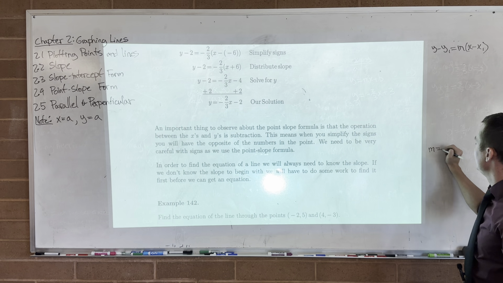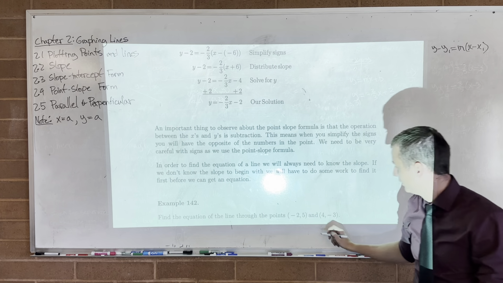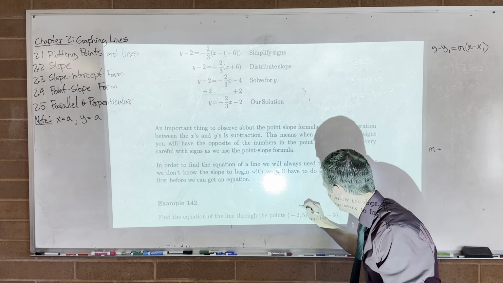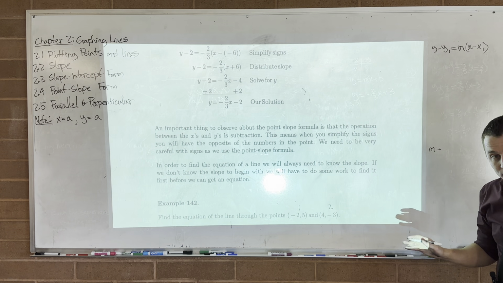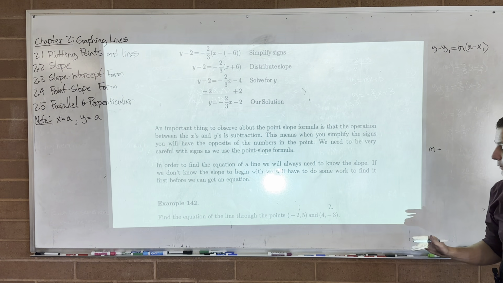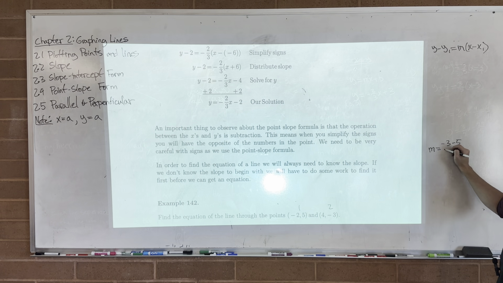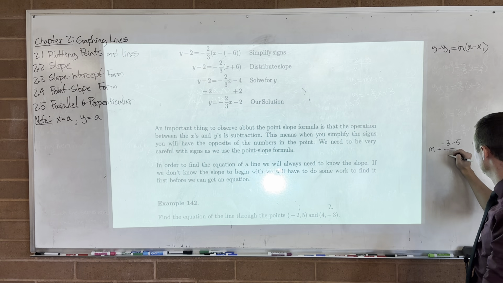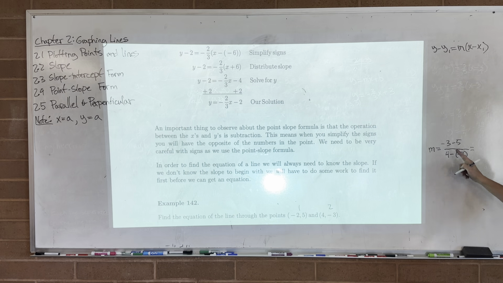So our slope, m, is equal to, which one should we call y1, x1, and y2, x2? Do y1 for the first one. So those will be our 1s, those will be our 2s. Our slope is y2 minus y1. You're going to mix that up a lot. We're doing the y's, which are the right-hand ones. So negative 3 minus 5, y2 minus y1, all over 4 minus negative 2. Negative 3 minus 5 is 8.